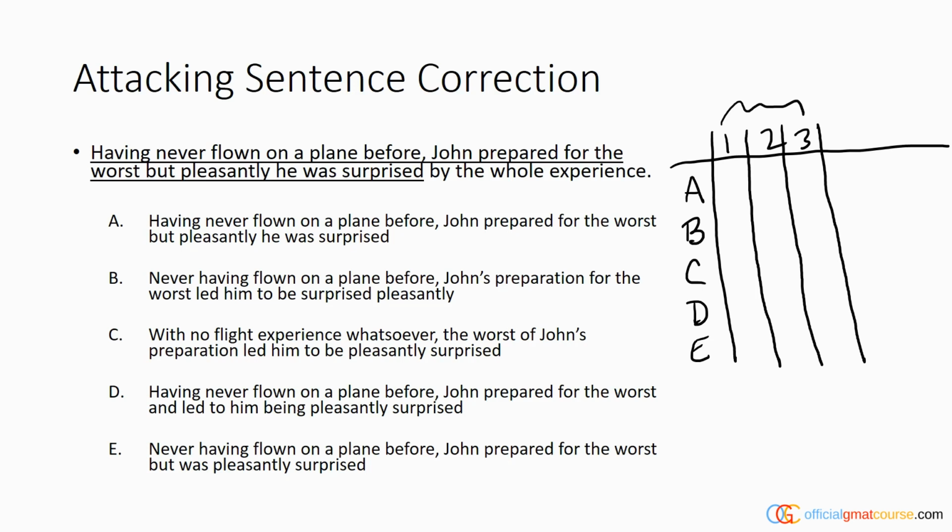So looking at this sentence correction question, one thing to note is that the question stem up top always has answer choice A as its underlined portion. So you'll notice here the answer choice A looks exactly like the underlined portion of the sentence up top. Now we have a number of screens, and you'll go through the other videos and learn all about those before attacking the homework. But the screens that jump out to me when I read this sentence: having never flown on a plane before, John prepared for the worst, but pleasantly he was surprised by the whole experience.